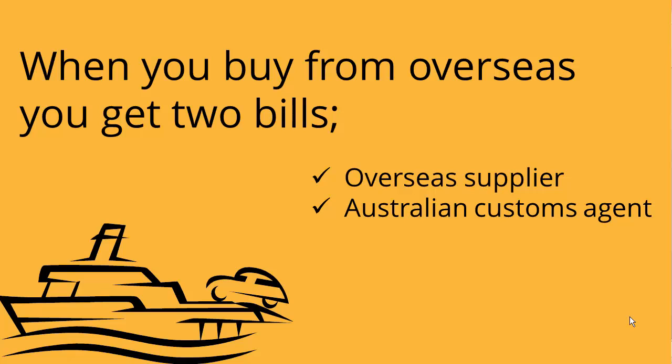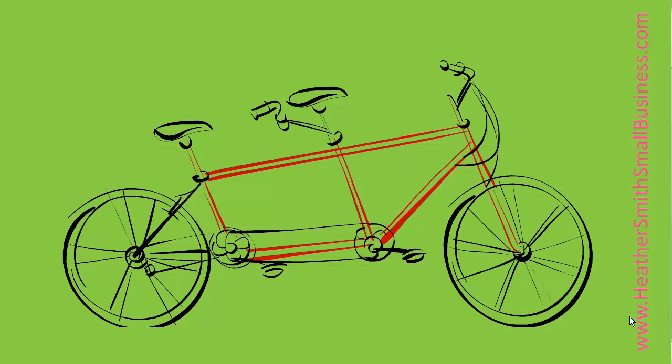So when you purchase from overseas, you end up with two bills, one from the overseas supplier and one from the Australian customs agent. When the goods come through customs, you get a separate bill from the Australian customs agent, and that's the bill I'm looking at today. In this scenario, we're going to buy some bikes from China.